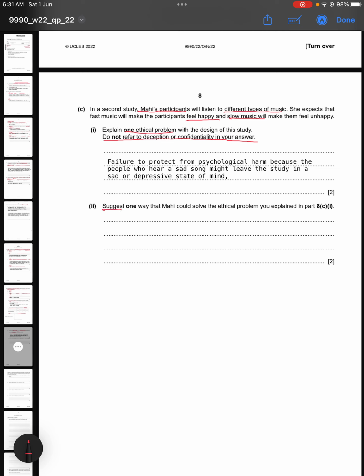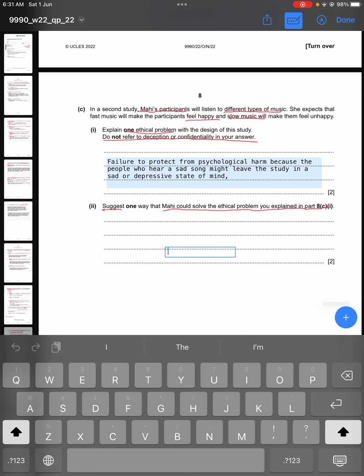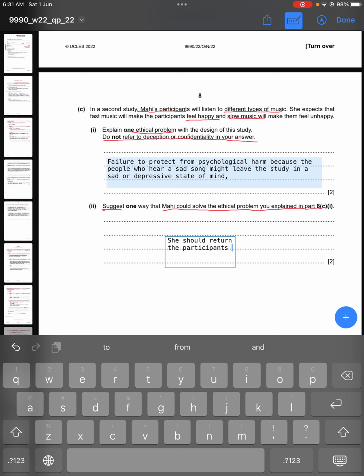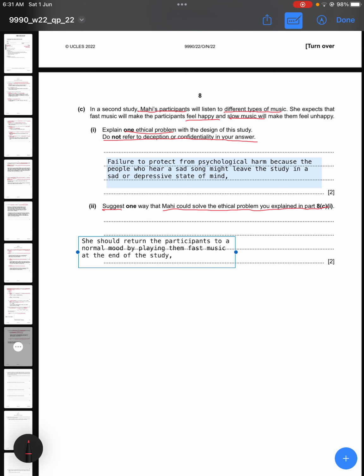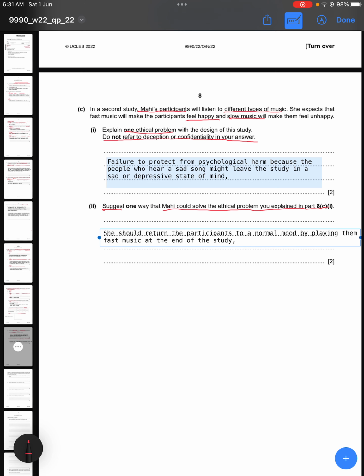And then suggest one way that Mahi could solve the ethical problem you explained in part 8C1. So what could have been done is that she should return the participants to a normal mood by playing them fast music at the end of the study, so that they can leave the study in an energetic mood.